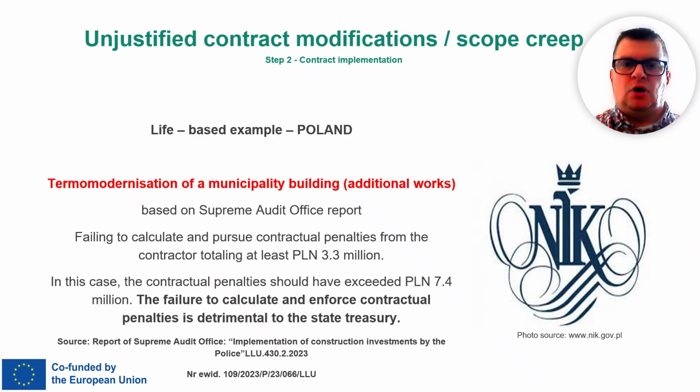The Supreme Audit Office from Poland also found, according to the report mentioned, that the municipality failed to calculate and collect contractual penalties from the contractor. At a minimum, these penalties should have been 3.3 million Polish zloty, but in reality, they should have exceeded 7.4 million zloty. By not enforcing these penalties, the municipality caused a loss to the state treasury.